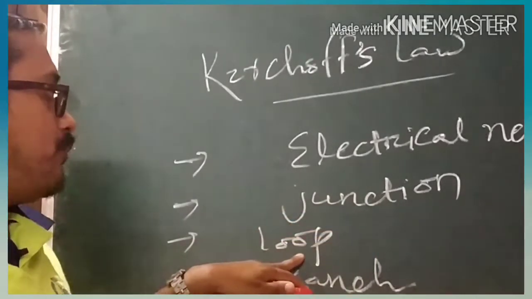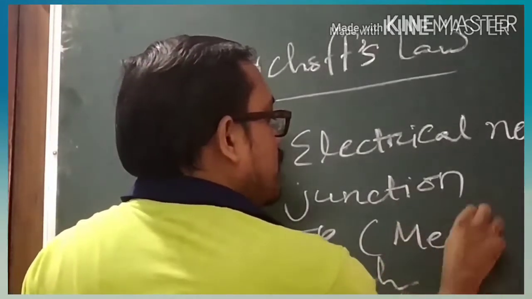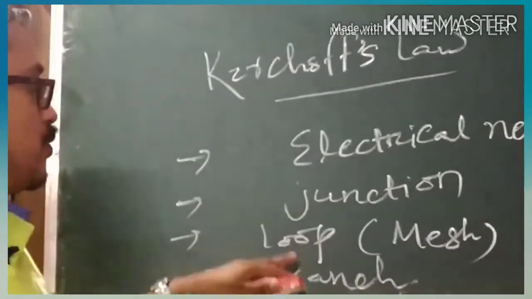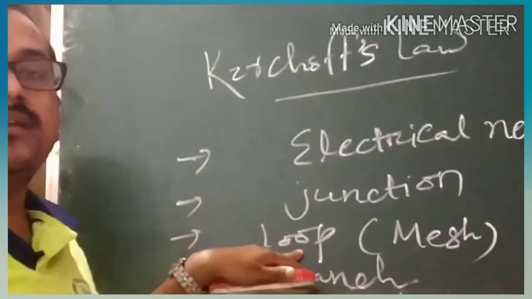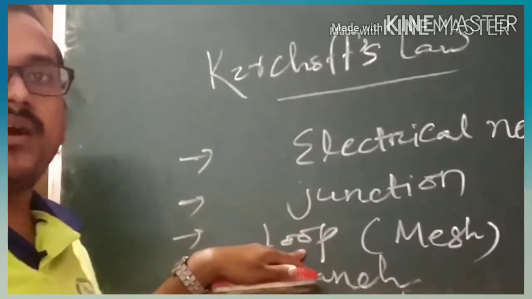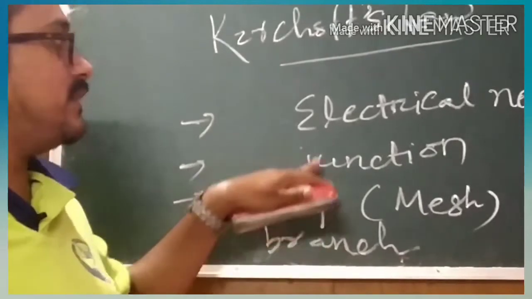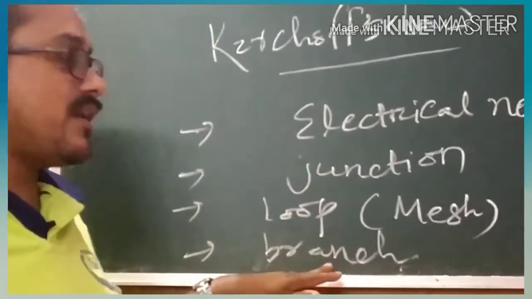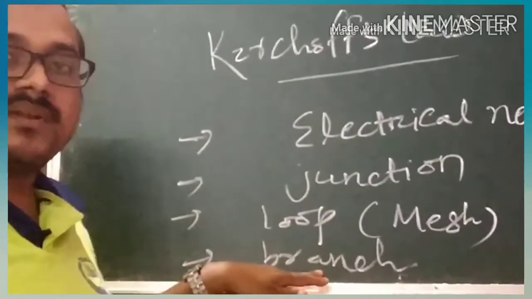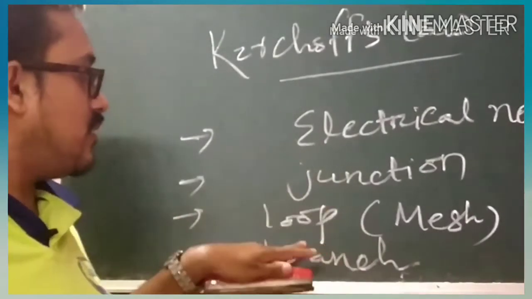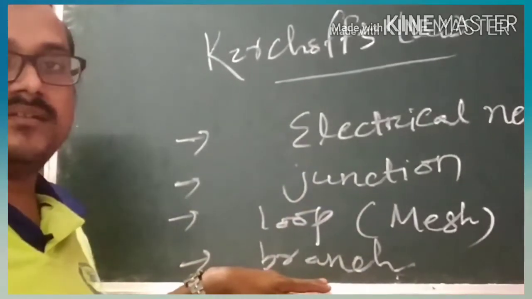Then loop, or we can say mesh also. This is a closed path. A loop means a closed conducting path in an electrical network. Then branch. Branch means two junctions are connected by using a branch, and in between two junctions there is a branch present.